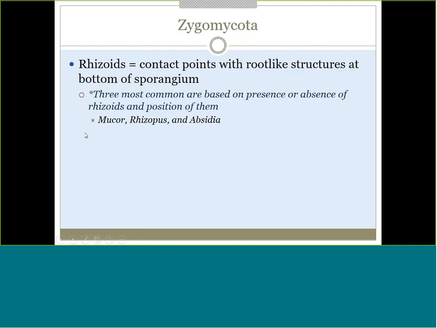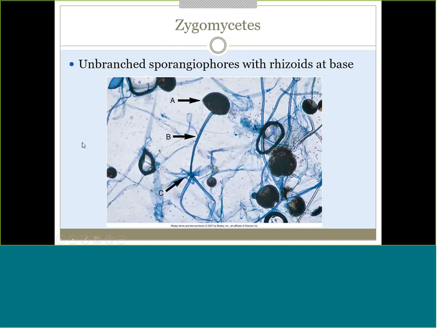All right, so like I said, we need to differentiate those three clinically important organisms, Mucor, Rhizopus, and Absidia, based on where the rhizoids are. So here's the definition of a rhizoid. It's that root-like structure. And so these are the three you need to remember with that.